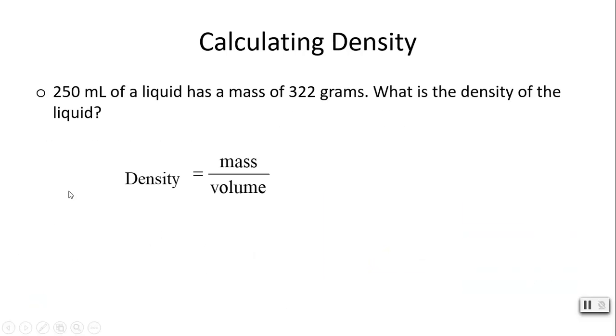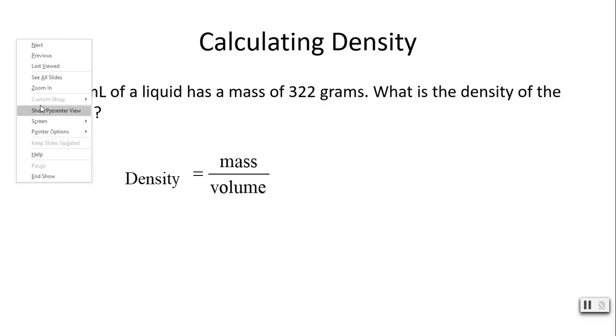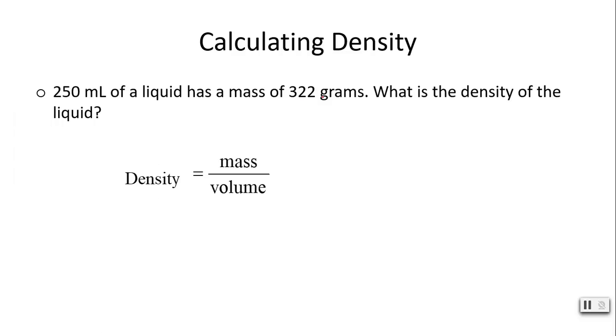So, for example, if I have 250 mils of a liquid and it has a particular mass and I want to know what the density is, I know that density is mass divided by volume. I gave you the mass, it's 322 grams. Volume, I didn't explicitly say volume is, but I see I have a measurement in milliliters, and hey, milliliters, that's a measure of volume, liters.